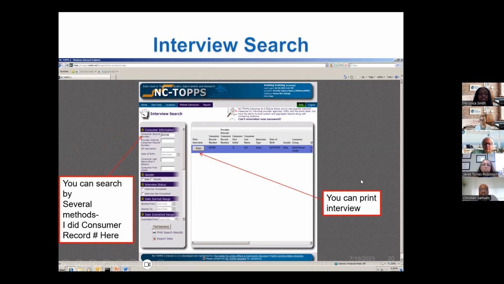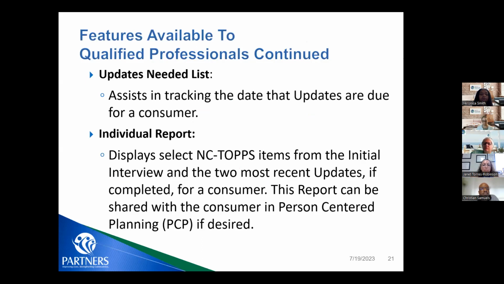When you click on interview search, it provides you all of these different spaces here on the left side to add in the consumer criteria that you would like to search by. And then once you have all that criteria in the spaces, you'll click find interviews, and then of course they will populate here on the right. And with this, you have the option of being able to print that interview as well.